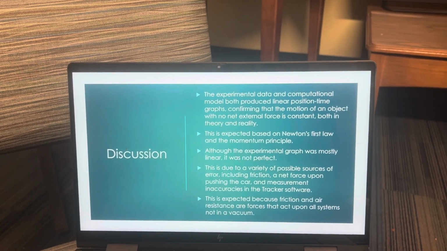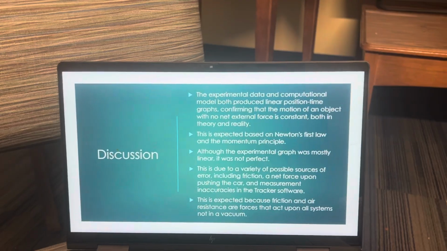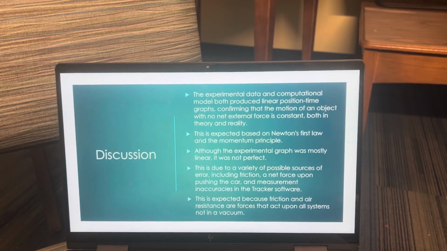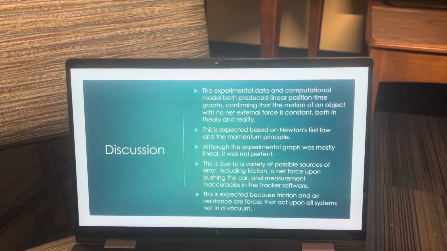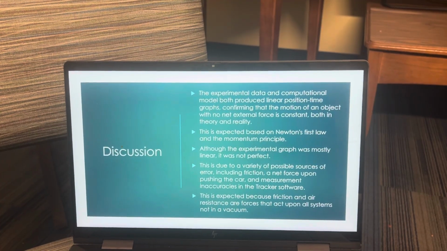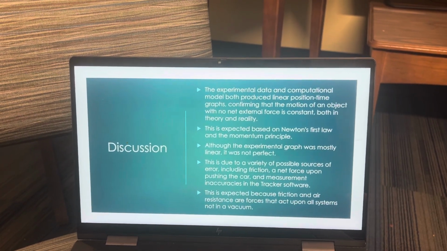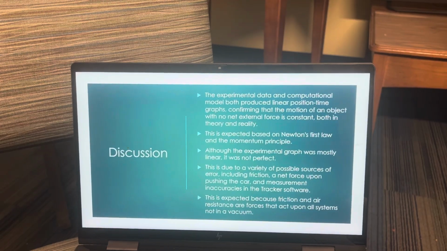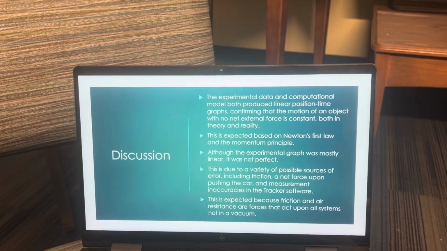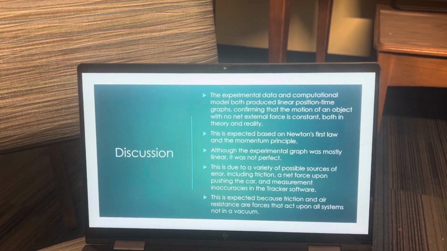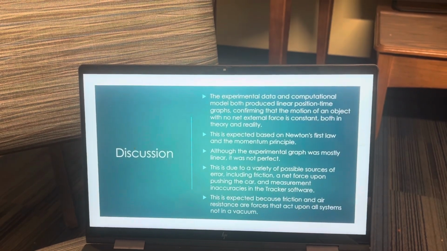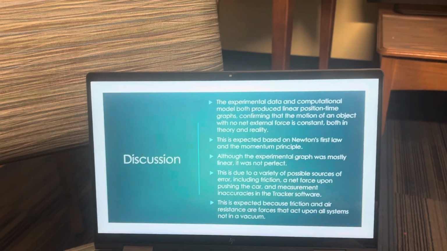Of course, no net external force is impossible in reality unless the object is in a vacuum. So this is expected based on Newton's first law and the momentum principle. However, although the experimental graph was mostly linear, it was not perfect. This is because, again, the car was not in a vacuum, so there were forces acting upon it, including friction and a net force upon pushing the car, as well as air resistance. Additionally, there may have been some measurement inaccuracies in the Tracker software. These are to be expected because all systems not in a vacuum experience net external forces.